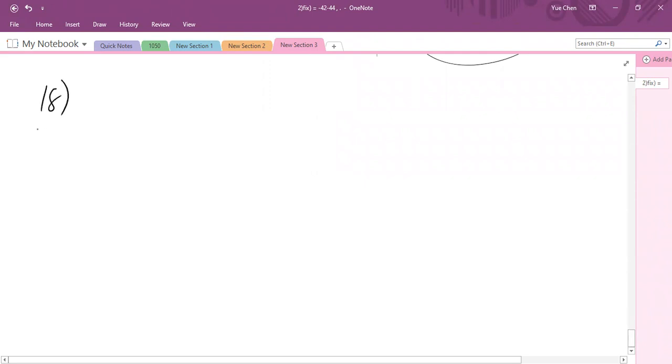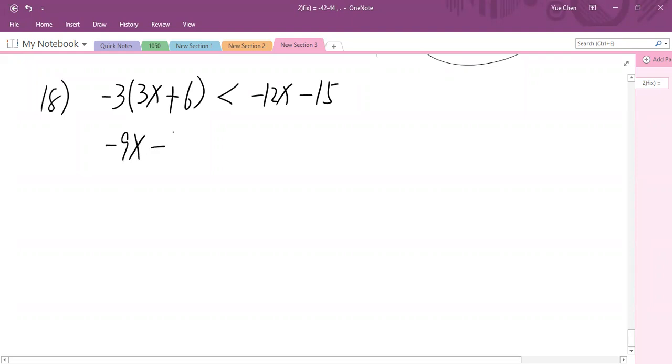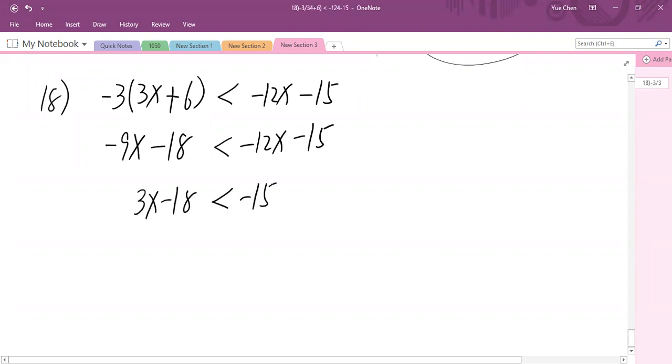18. -3 times (3x plus 6) less than -12x minus 15. Okay, so for this inequality, then draw the graph and give the interval notation. So this one would be -9x minus 18 less than -12x minus 15. On both sides, we add 12x, so it would be 3x minus 18 less than -15. Then we add 18 on both sides, you will have 3x is less than 3.